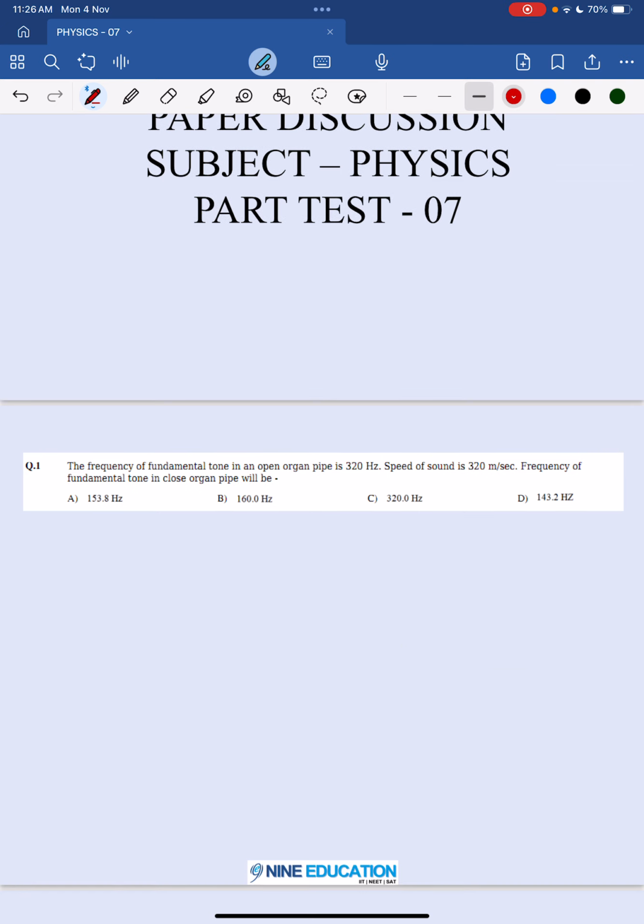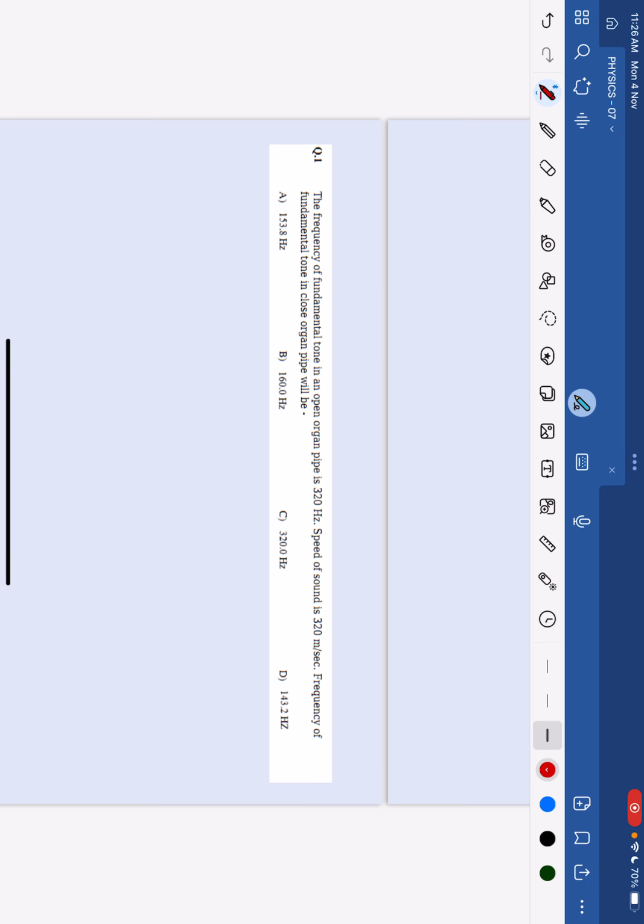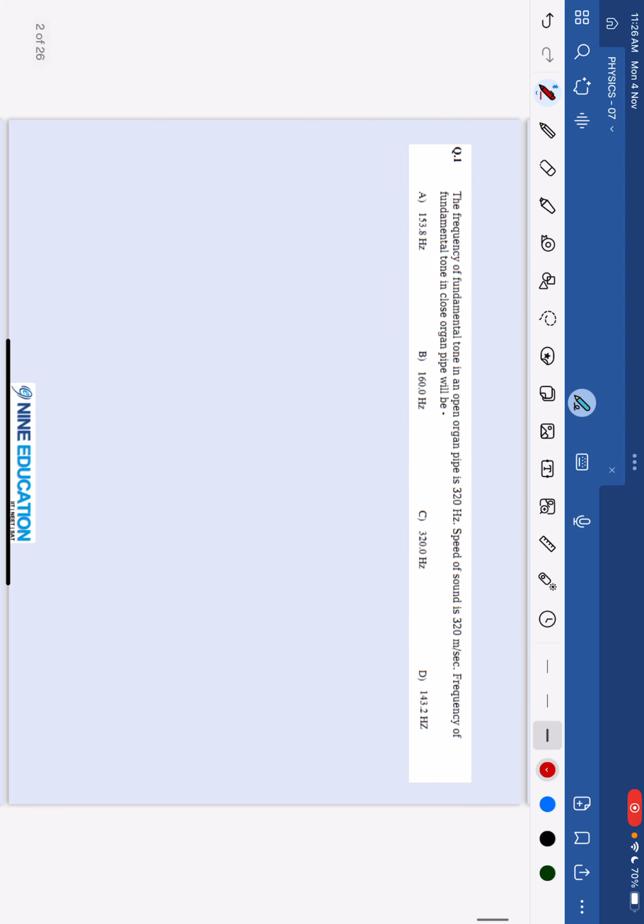First question. It says the frequency of the fundamental tone in an open organ pipe is 320 hertz. The speed of sound is 320 meters per second. The frequency of the fundamental tone in a closed organ pipe will be? So we already know that in an open organ pipe, the fundamental frequency is V by 2L, and which is given to us, right? It is given to us as 320 hertz.